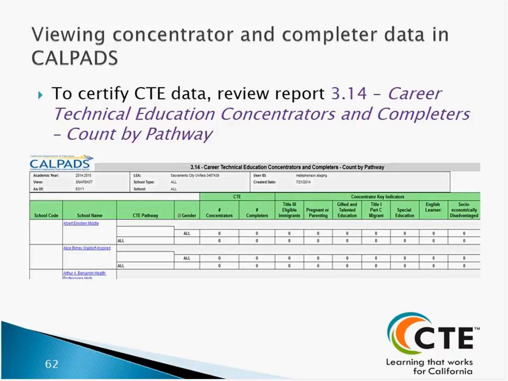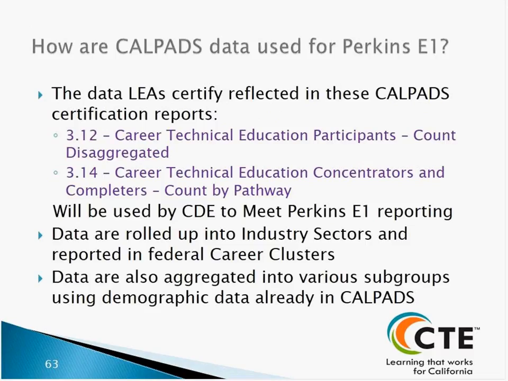Okay, this was just a snapshot of the reporting paths that you certify for CTE concentrators and completers. The CALPADS data is used for Perkins E1. Again, this is repetitive because it is fairly simple. All data that you certified in 3.12 and 3.14 is used to meet Perkins E1 reporting. The data is rolled up. The only difference is the data is rolled up into the industry sectors and then reported in the federal career clusters.